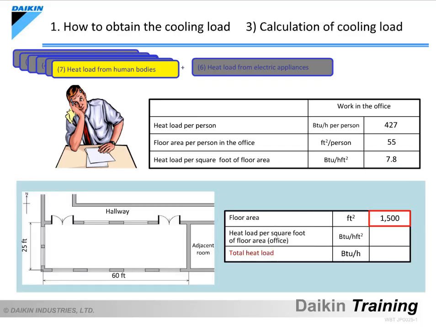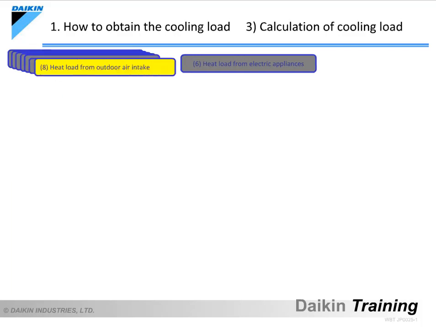The office's floor area is 1,500 square feet. The heat load per square foot of floor area is 7.8 BTU per hour. So, the total heat load would be 11,700 BTU per hour. Lastly, we will look into the heat load from outdoor air intake.